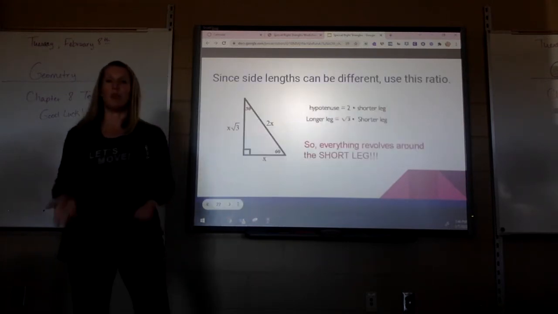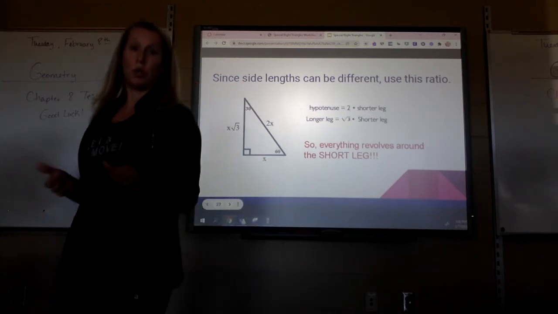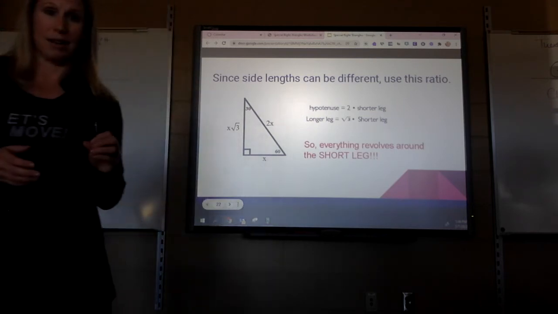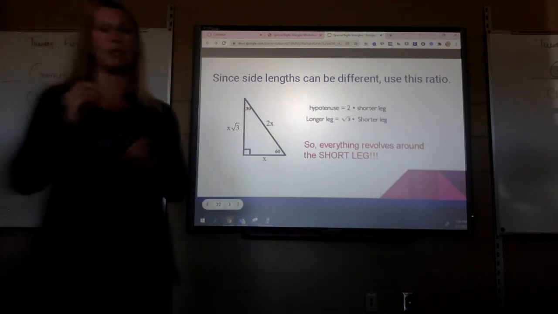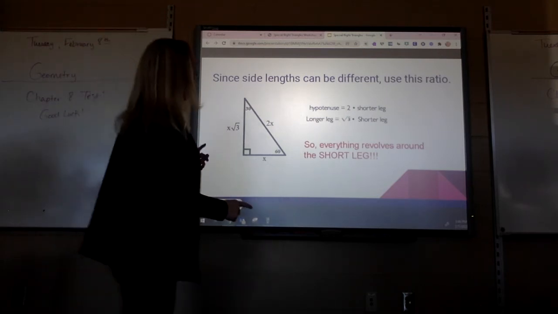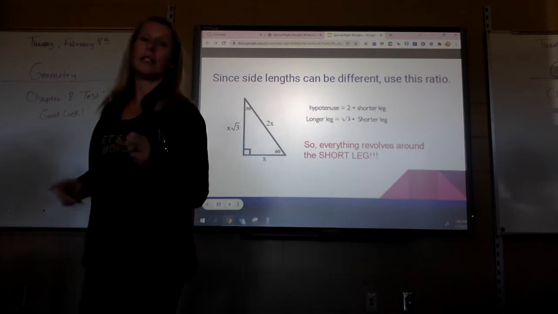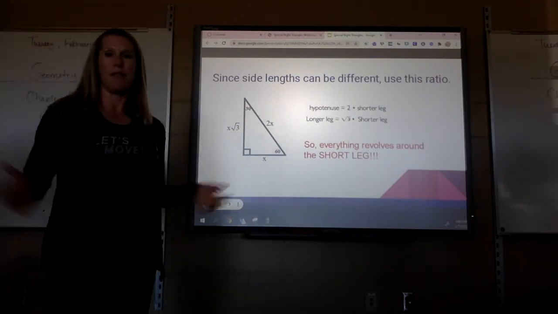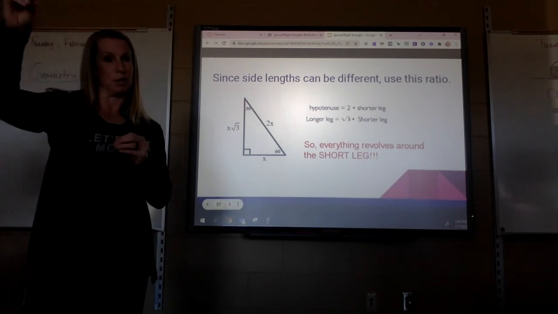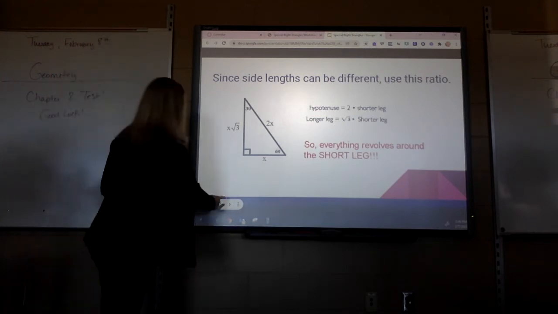Since we don't know the lengths of all sides, everything will always revolve around the short leg. We'll call the short leg X. The hypotenuse is always 2 times the short leg. So you got to remember that. Hypotenuse, 2 times the short leg. The long leg is always radical 3 times the short leg. So everything revolves around the short leg. Short leg times 2 for the hypotenuse. Short leg times radical 3 for the long leg.